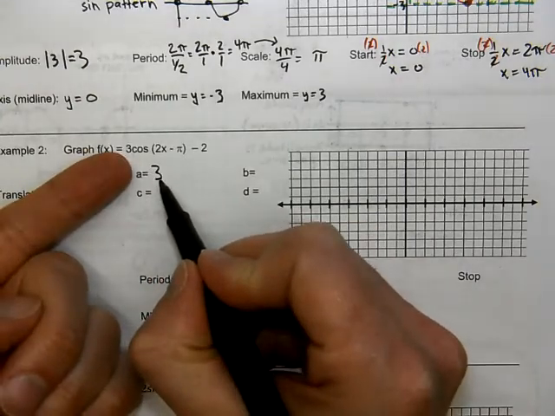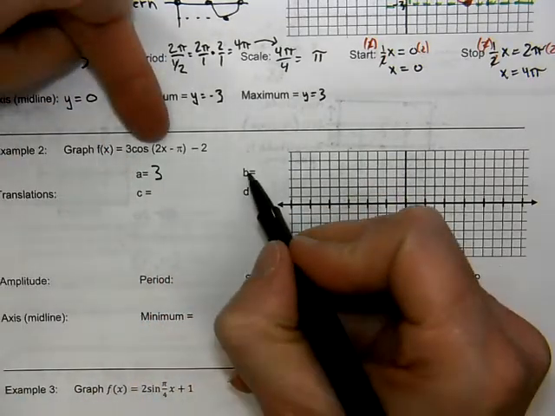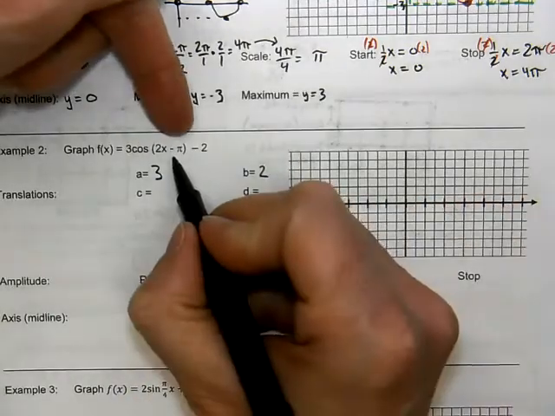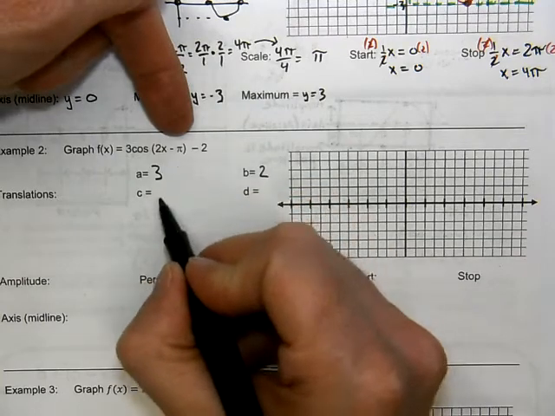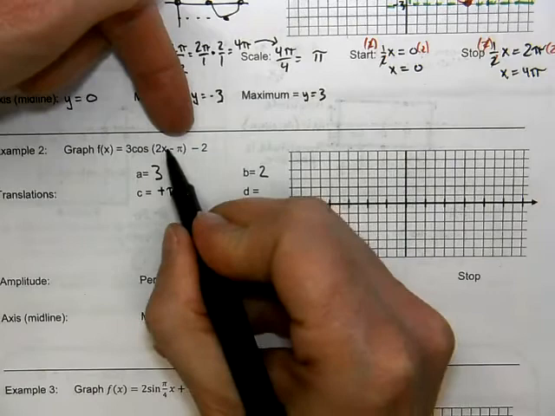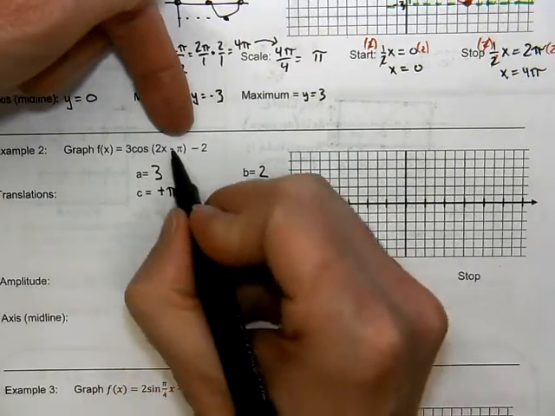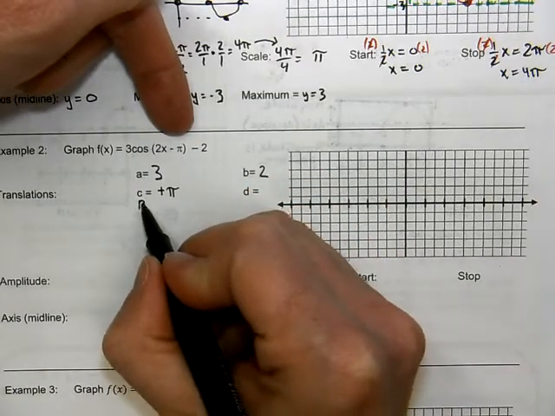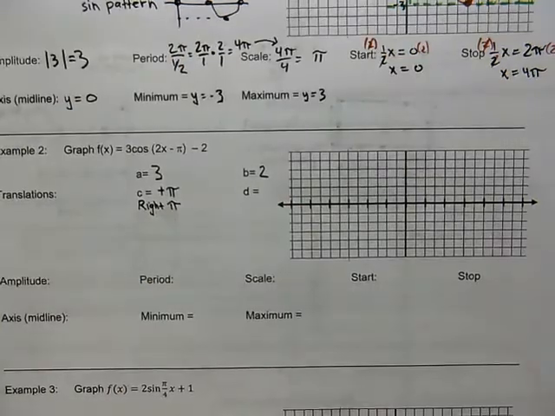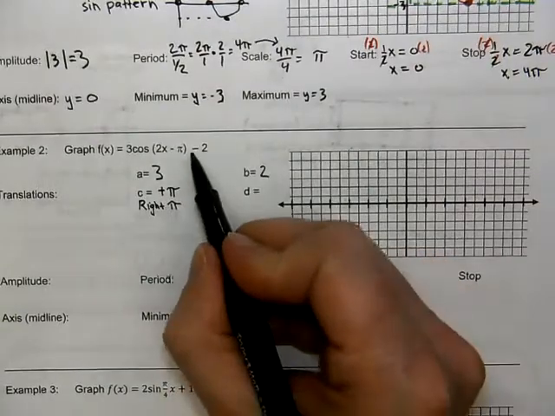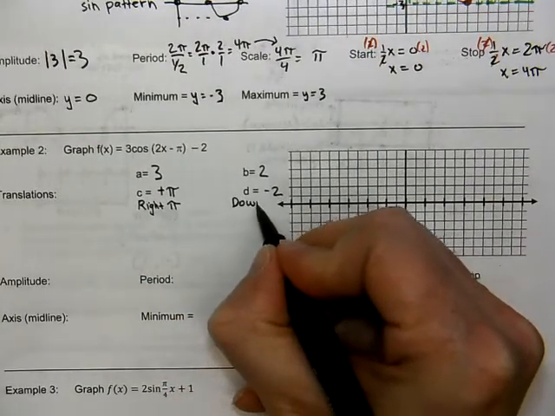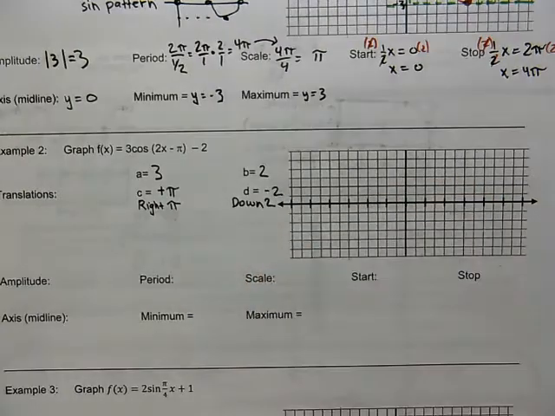So the value of A is 3. The value of B is right in front of that input, so that's a 2. The value of C is, well, it's not negative pi. I don't know if you remember, but we always change the sign when we take out that horizontal shift. In other words, we're not shifting left, we're shifting to the right, a distance of pi units. Okay, that's what it's communicating. The value of D is negative 2, so that would tell us we're shifting down 2.